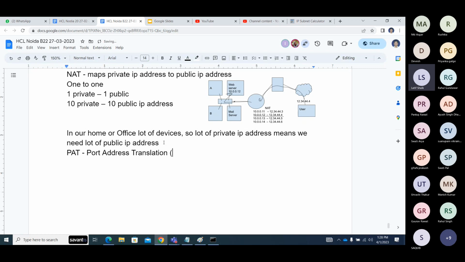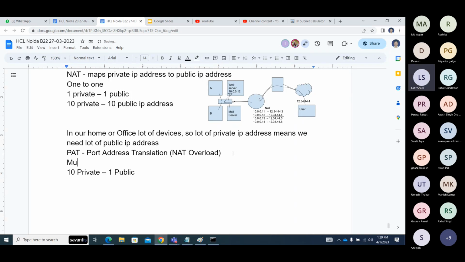PAT is also called NAT overload. NAT is one-to-one type, okay? But PAT is overloading on a single public IP. Means you have 10 private IP addresses, for example, you can communicate with one or two or three public IP addresses. Exactly the same. It's not one-to-one type.